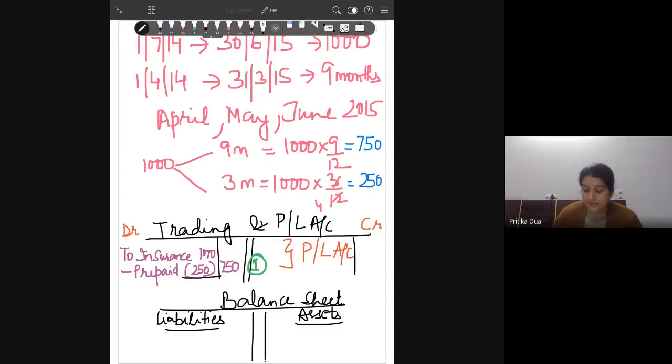So the second effect will be that prepaid insurance of 250 will be recorded on the asset side of the balance sheet. This amount has already been paid. This will give benefit in the month of April, May, and June of the next financial year. So this becomes an asset for the business. This is how you treat prepaid expenses in the final accounts, the adjustment in the final accounts. Have a look, ask questions.